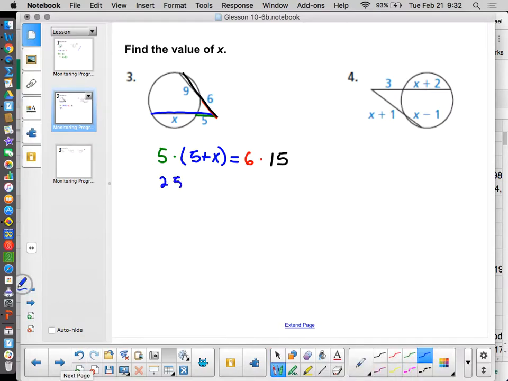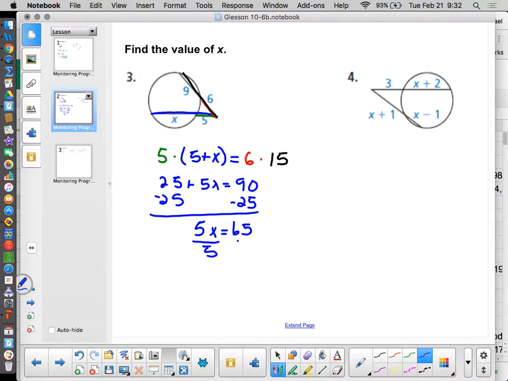So it's 25 plus 5x. 6 times 15 is 90, so subtract the 25 from each side. I get 5x equals 65. Divide by 5. That's 13. And we're all set.